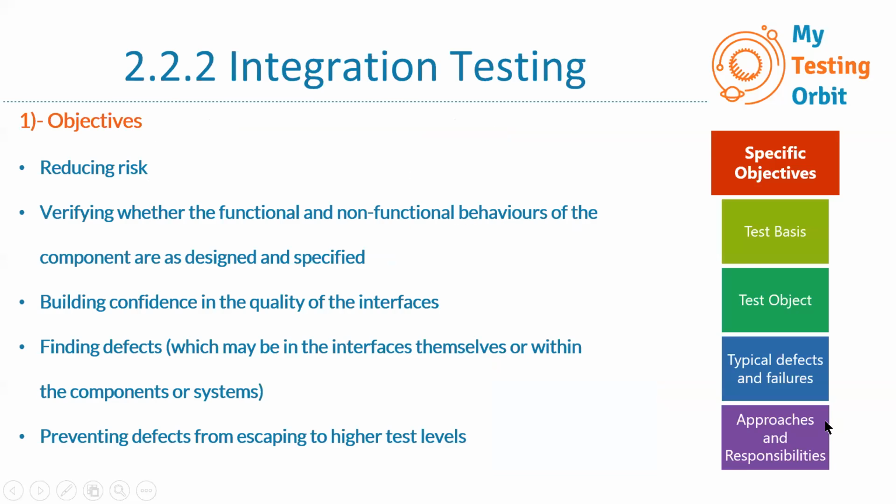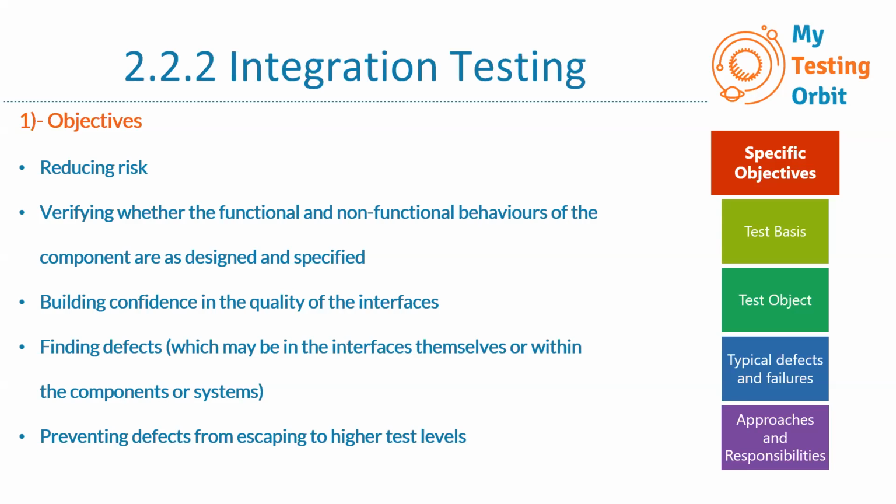Right. Okay. So now on the right hand side, again, I have listed all the attributes of test levels, and we did the same for component testing as well. And now we will go through each attribute for integration testing too. So to start with, we have objectives. Each test level has its own test objective. So first of all, we will see what the objectives for integration testing are.